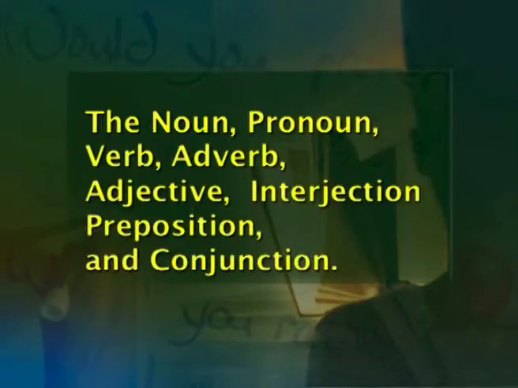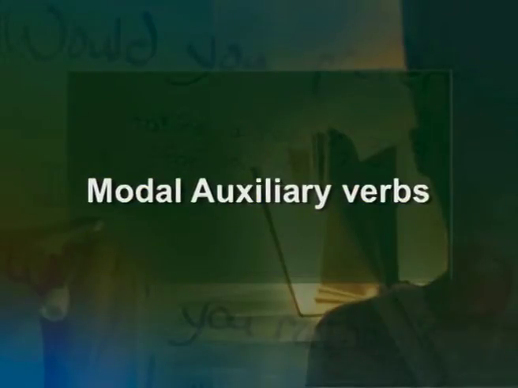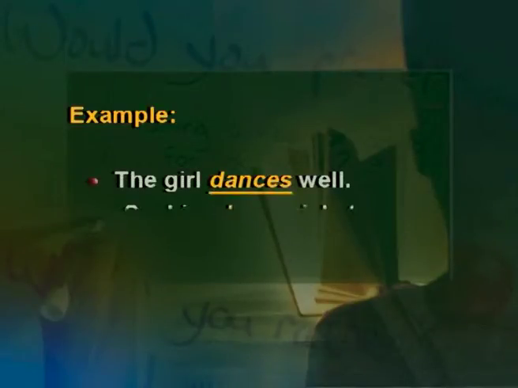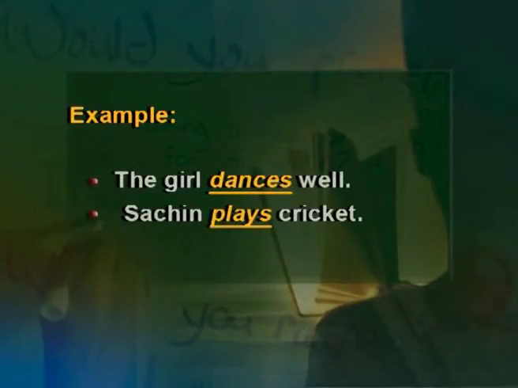Today, let us learn something about modal auxiliary verbs. Modal auxiliary verbs is a kind of verb. In order to understand it, let us begin by understanding what a verb is. For example, the girl dances well, or Sachin plays cricket.